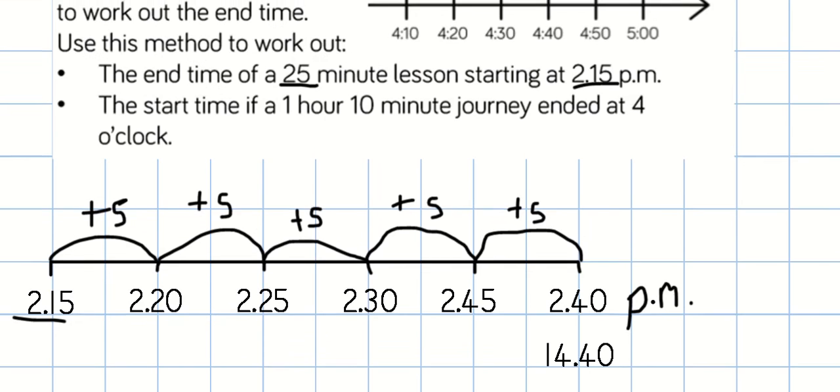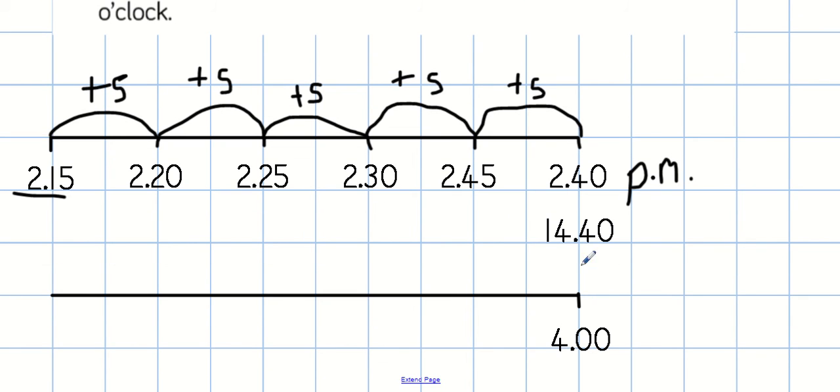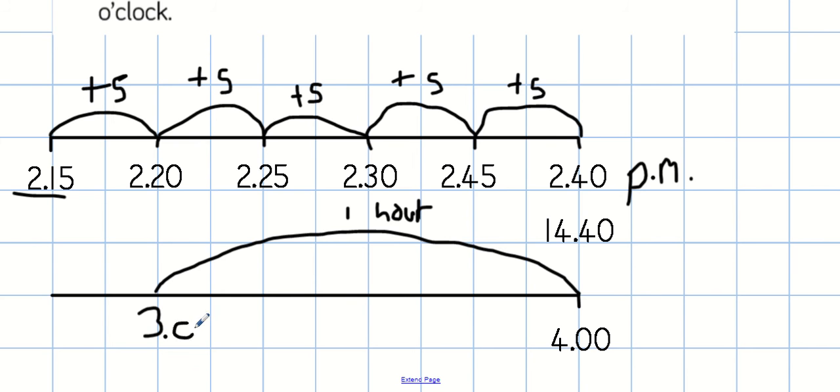This one's actually quite easy because we're working in hours and minutes. If I go back 1 whole hour from 4 o'clock, what's the hour before 4 o'clock? That's right, it's 3 o'clock. Then I need to jump back 10 minutes. Can you go 10 minutes back from 3 o'clock?